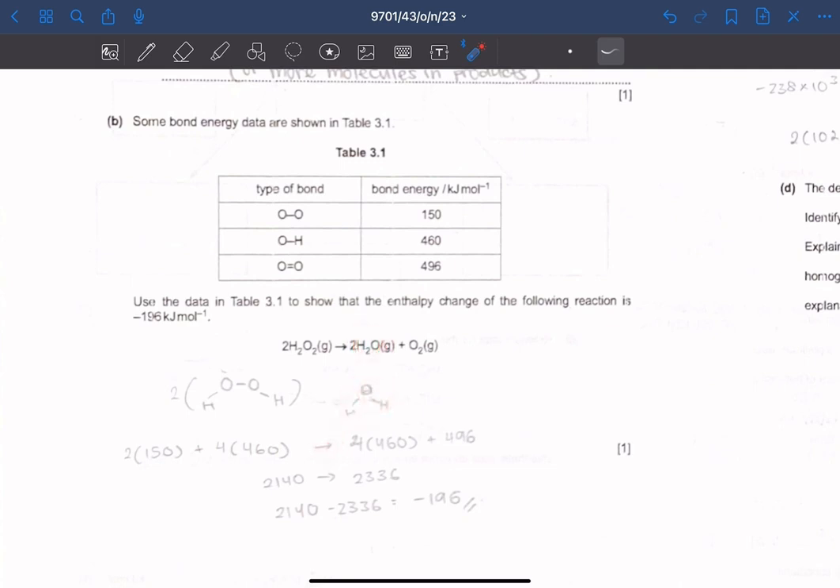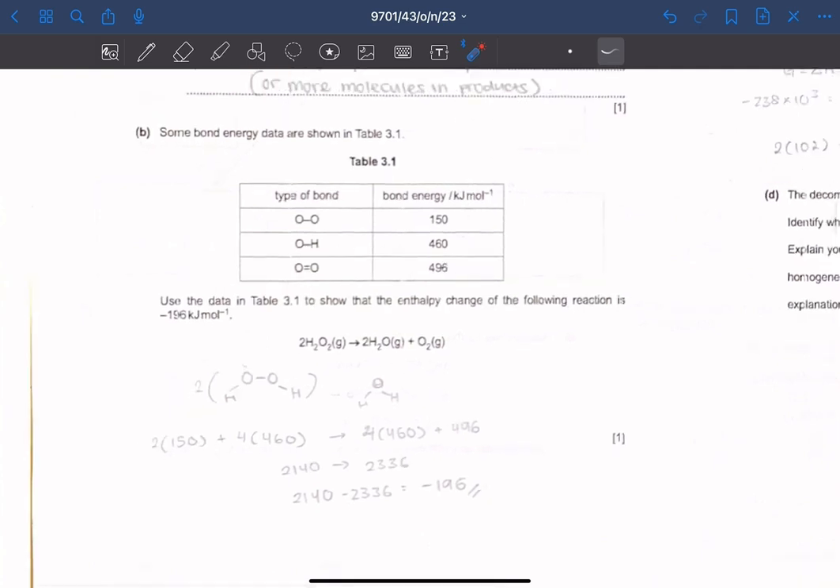Forms H2O, OH bond again, 460 times 2, but then because there are 2 H2O molecules, 2 times 2, so there are a total of 4 OH bonds. 4 times 460 plus O and O, O2 is 496. From here, 2140 converts to 2336. And 2140 reactants minus products, 2336 forms negative 196 kJ per mole.